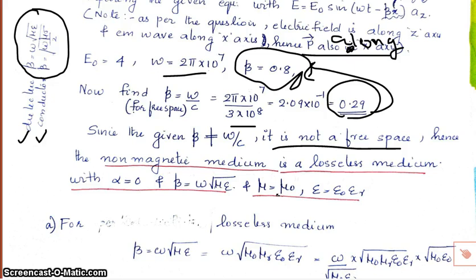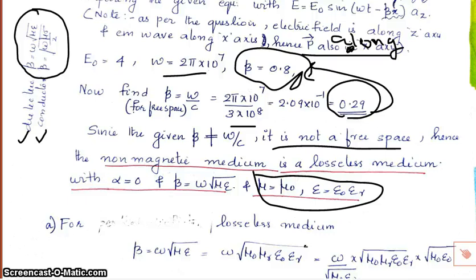Another point you have to keep in mind is that for a non-magnetic medium, mu is equal to mu 0 and epsilon is equal to epsilon 0 epsilon r. So these two points you have to keep in mind. These are a few conclusions that we have to come across in order to solve this problem.